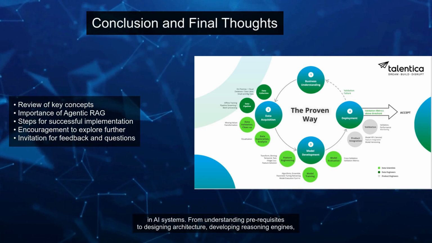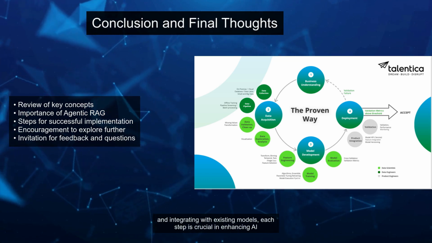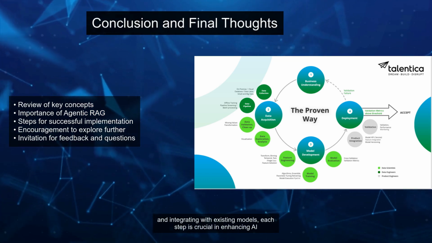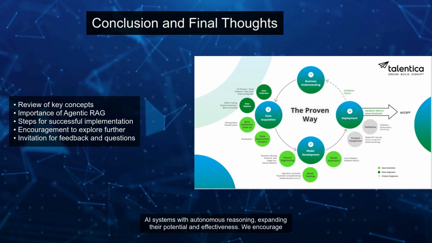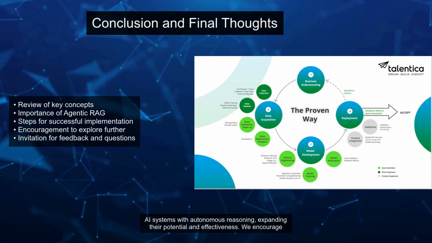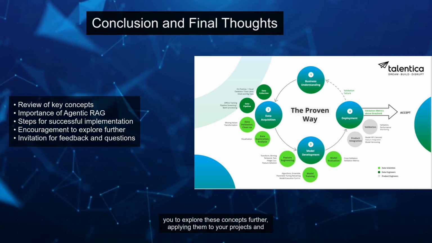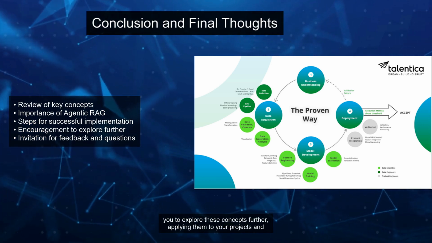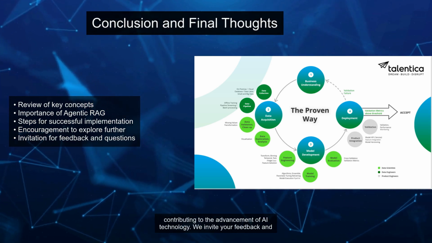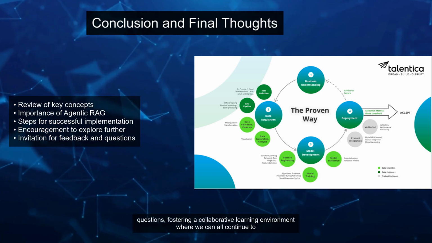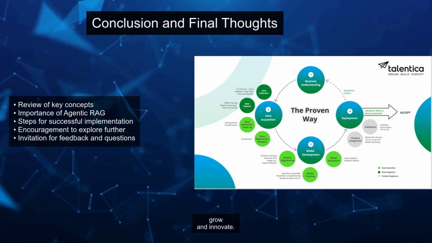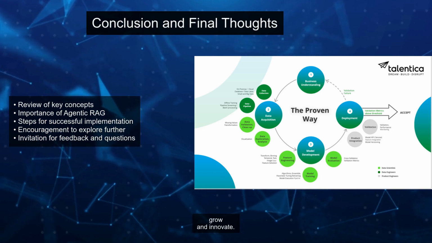In conclusion, we've covered the essential steps for successfully implementing agentic RAG in AI systems. From understanding prerequisites to designing architecture, developing reasoning engines, and integrating with existing models, each step is crucial in enhancing AI capabilities. The importance of agentic RAG lies in its ability to provide AI systems with autonomous reasoning, expanding their potential and effectiveness. We encourage you to explore these concepts further, applying them to your projects and contributing to the advancement of AI technology.